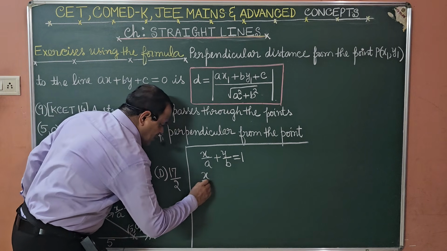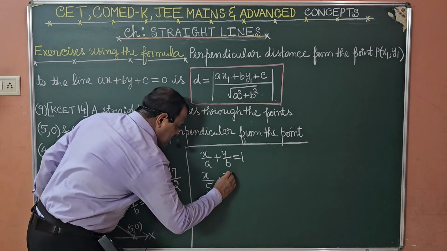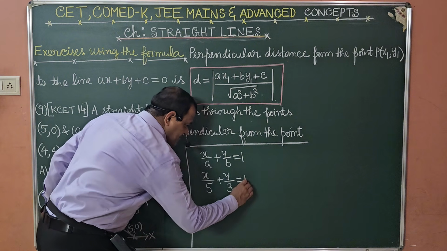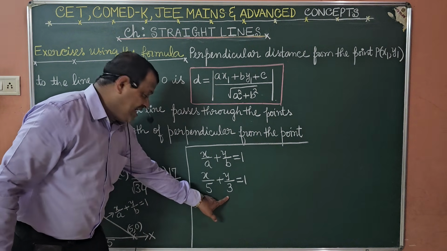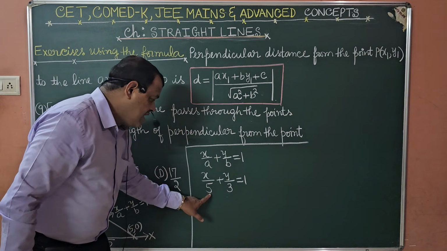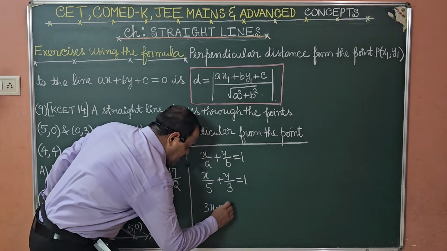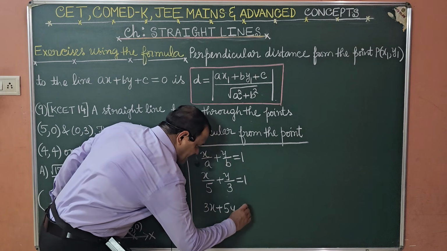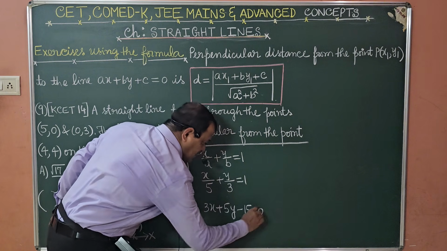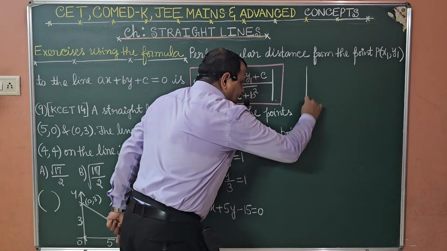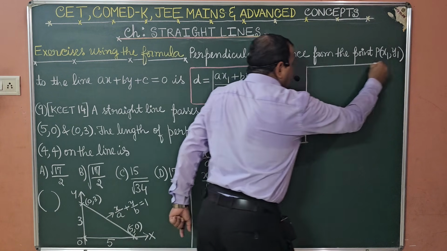Therefore, I will substitute here x by 5 plus y by 3 is equal to 1. And my dear students, 5 into 3, 15 is the LCM. This is 3x, this is plus 5y. Therefore, this straight line we will get 3x plus 5y minus 15 is equal to 0. And now I will continue the remaining part of the answer over here.